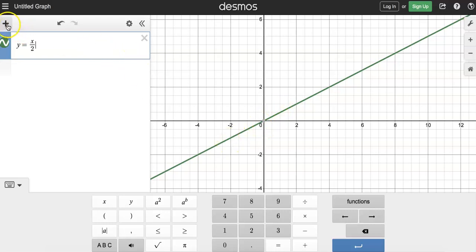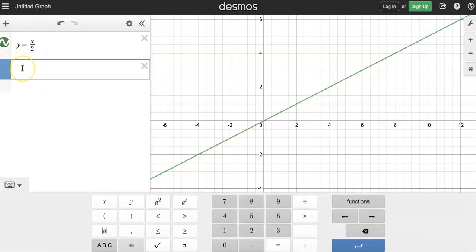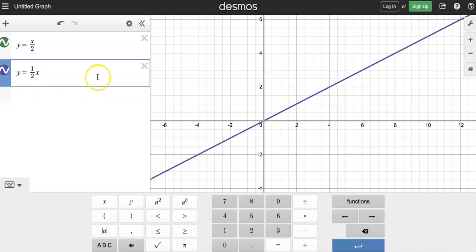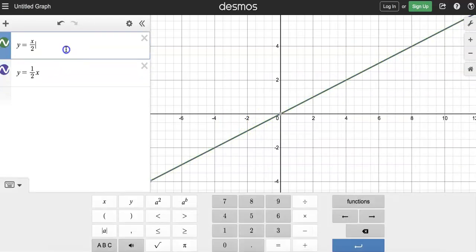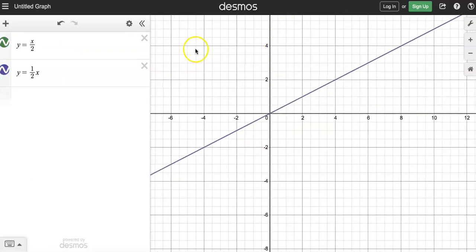Let me show you. So I'm going to hit this plus sign, which will add another expression. And I'm going to type y equals 1/2 x. Oops. 1/2 x. And you'll see that when I go from the green to the purple, they're right on top of each other. So you can't see the green and the purple at the same time because they're right on top of each other. So green, purple, green, purple. They're actually exactly the same. They are both proportional. They go through 0, 0 in a straight line.